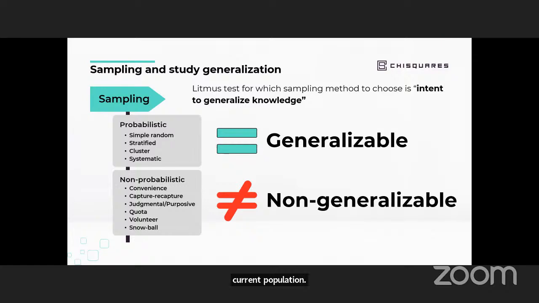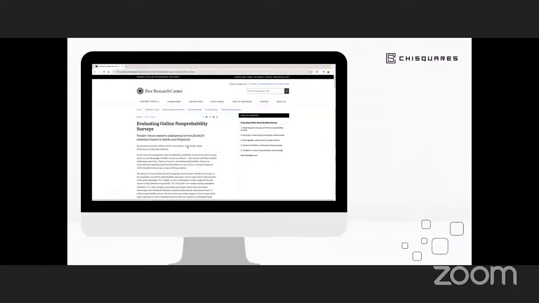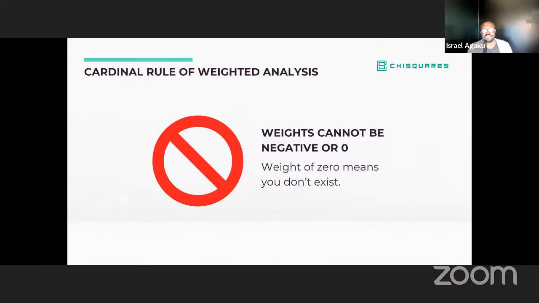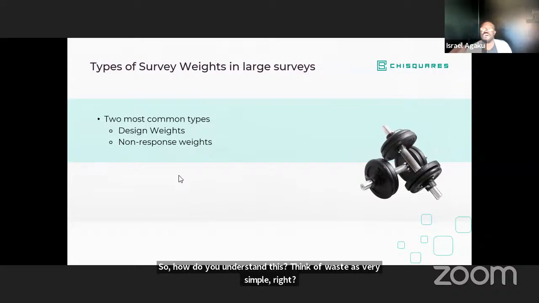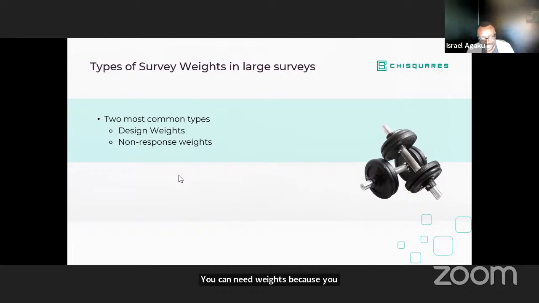How does the weighting of socio-demographic variables you have described differ from weighting when an equal number of respondents are selected using cluster sampling? So there are two types of weights. One is design weight. How do you understand this? Think of weights as very simple. You can need weights because you caused the problem, or you can need weights because the respondent caused the problem. In a survey, there are only two sides: the person giving the survey and the person answering the survey.